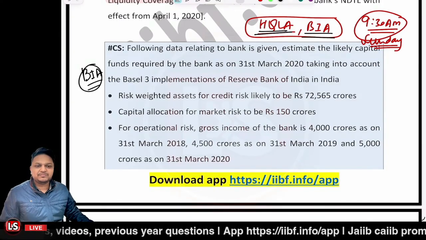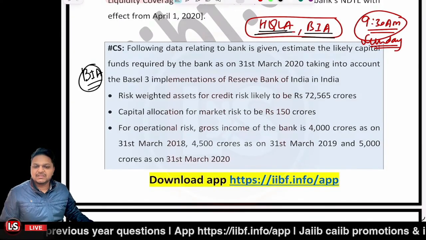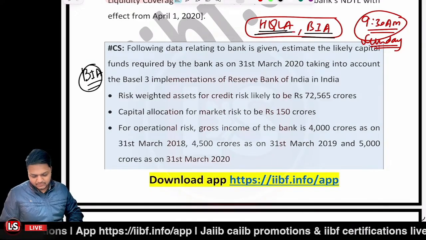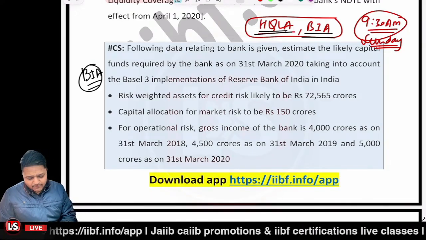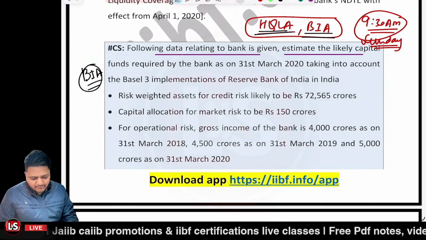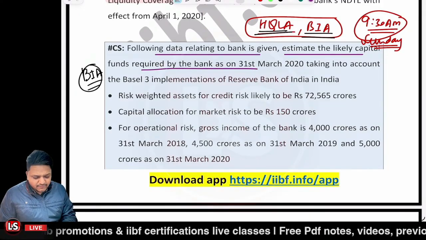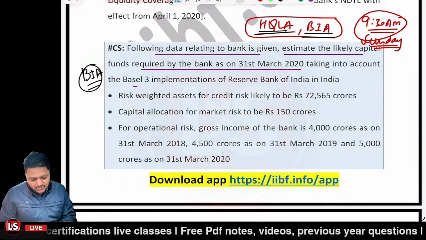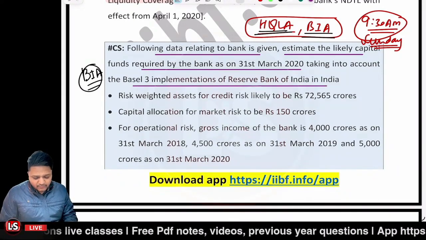Okay. Now, let's solve another case study. It says that the following data relating to the bank is given. Estimate the likely capital funds required by the banks as on 31st March 2020, taking into account the Basel considerations, implementations of the Reserve Bank of India.